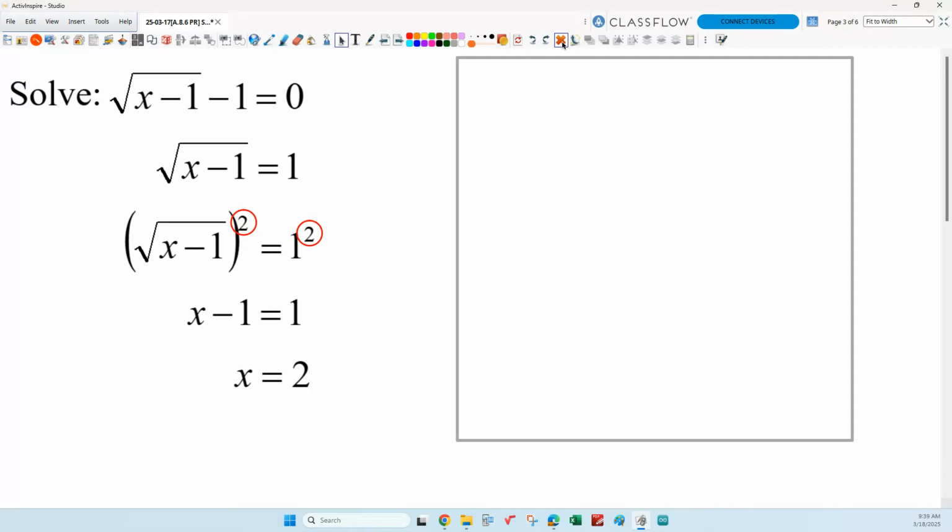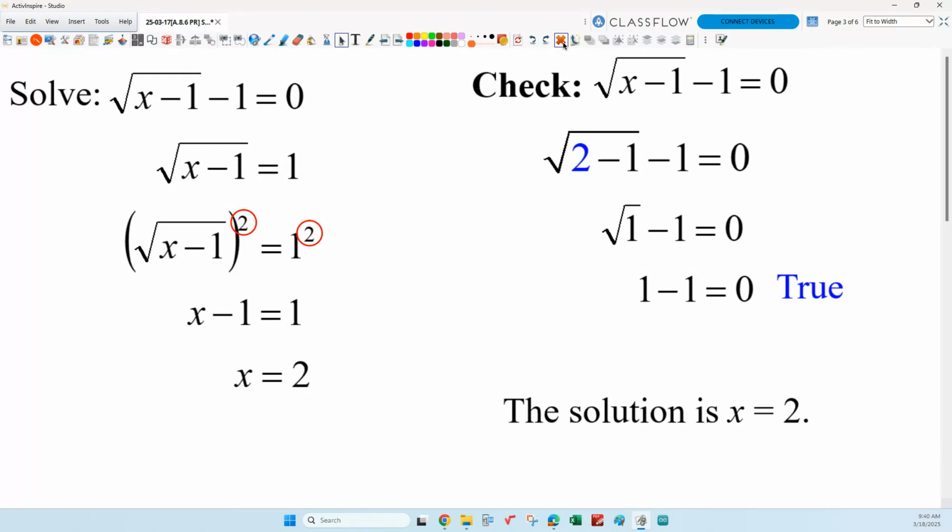What do I have to do now? Plug it in. Got to plug it in. Does that work? If I plug in 2, I'm going to get the square root of 2 minus 1, which is 1, right? Is the square root of 1 minus 1 equal to 0? True or false? Yeah, it is. So then, again, x equals 2 turned out to be a valid solution. That worked.